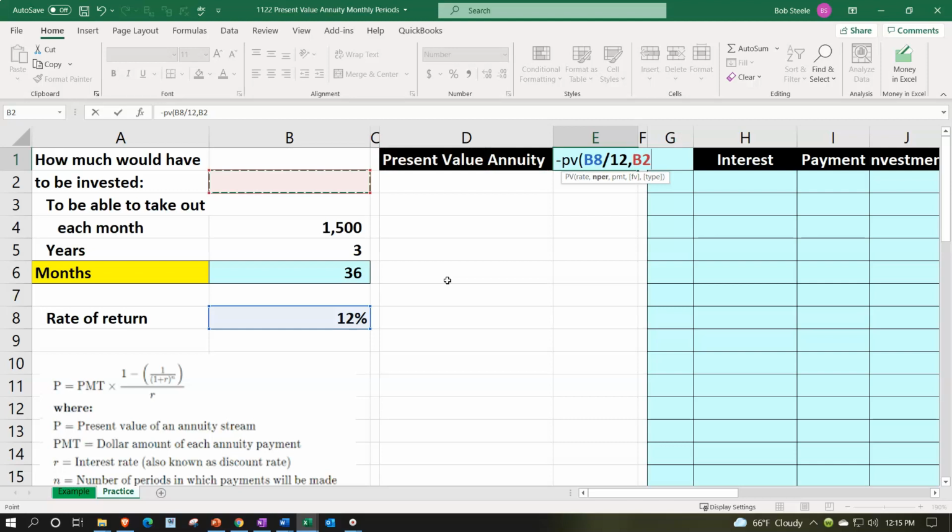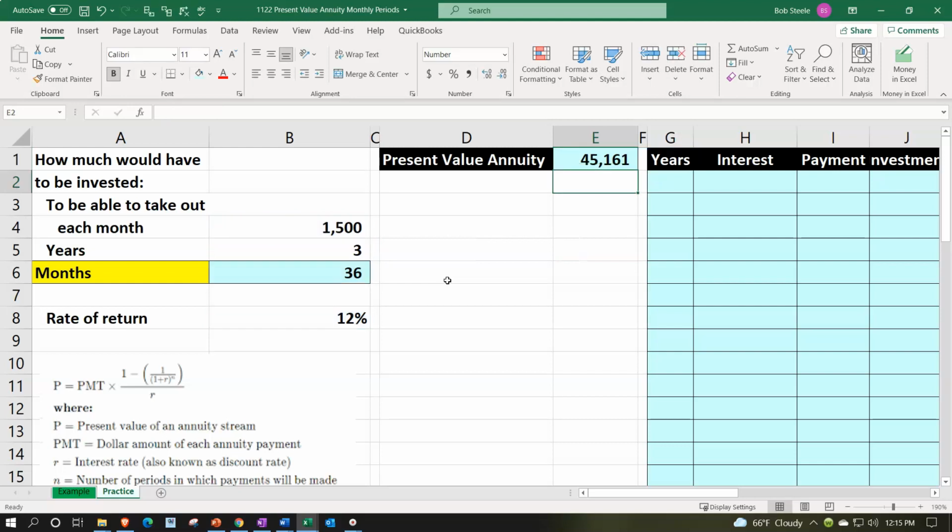Number of periods is not going to be 3 years, but if that was what we were given, we would do 3 times 12, or we've done that here. It's the 36 periods, making sure that the periods match the rate. And then comma, now we are doing an annuity, so we're looking at payment here. The payments are going to be $1,500 and enter. That'll give us the $45,161.